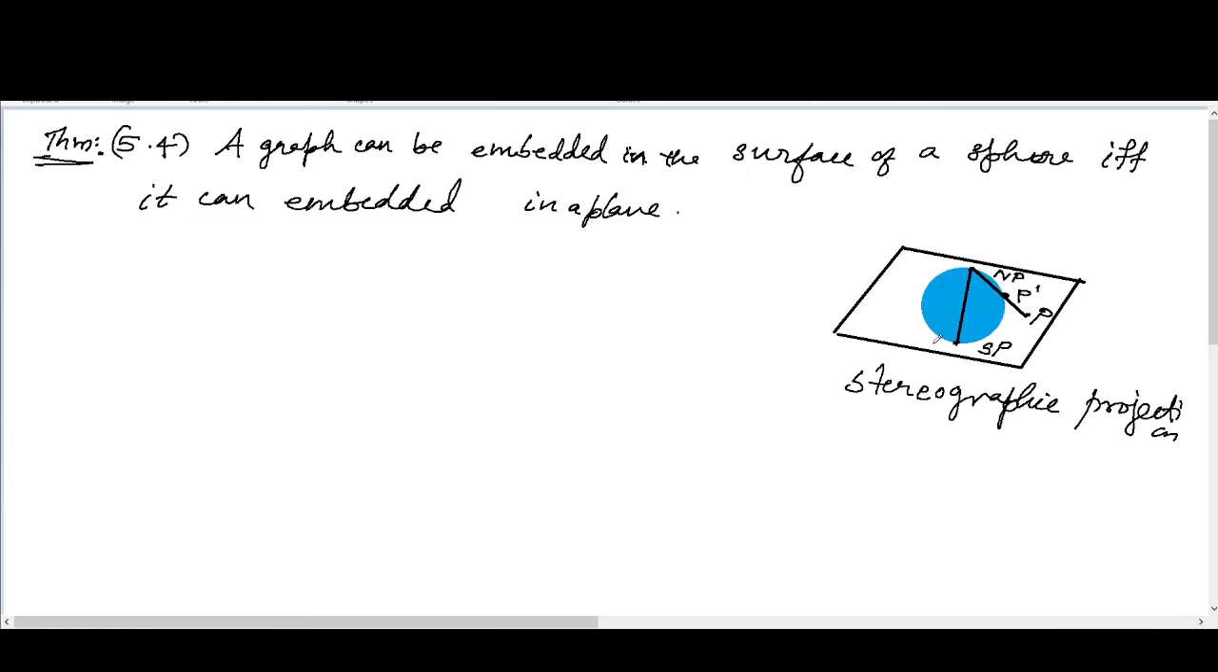Now, from this construction, it is clear that any graph that can be drawn on a plane such that its edges do not intersect can also be embedded in the surface of the sphere and vice versa. And this completes the proof of the theorem.